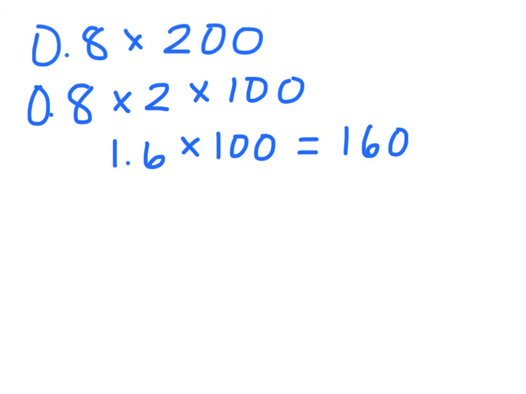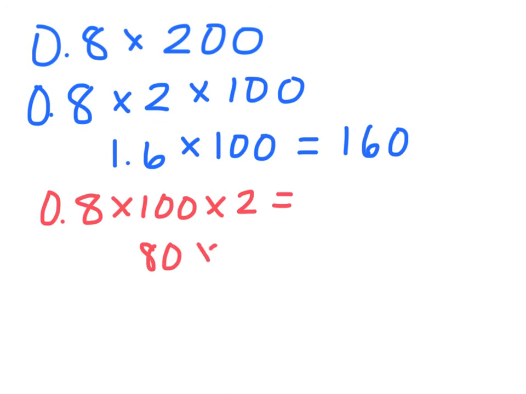If you prefer, since we're working in multiplication, you could also change the order of the problem if that works better for your brain. You could also do 0.8 times 100 times 2, which would then give you 80 times 2, which is also equal to 160. You'll notice you get the same answer. Since we're multiplying, it's okay to change the order, but be careful if you're using any other operation, okay?